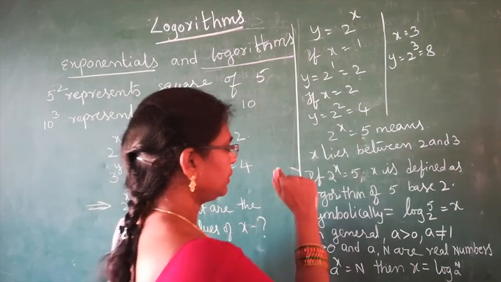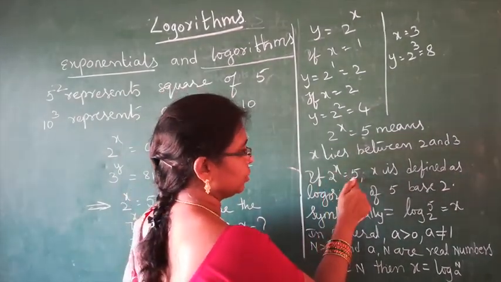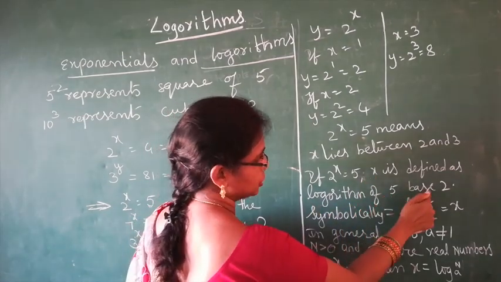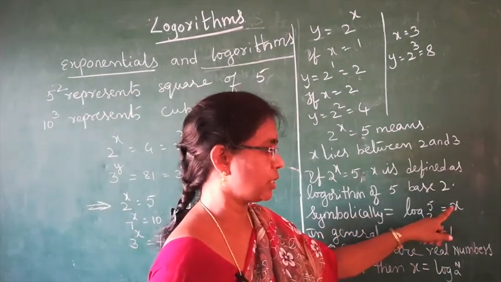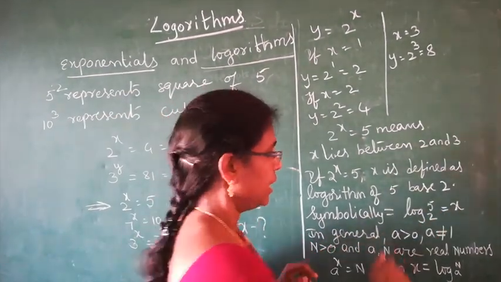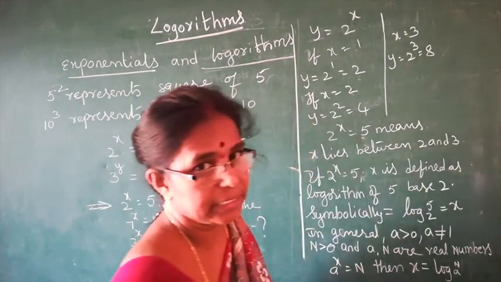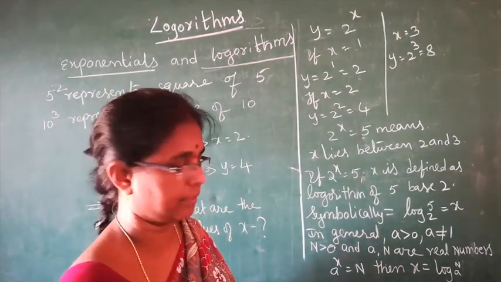Now, how to write this in logarithm? 2 to the power of x is equal to 5. x is defined as logarithm of 5 base 2. Symbolically, log 5 base 2 is equal to x. Generally, sometimes they won't give the base. Then we have to assume the base as 10.